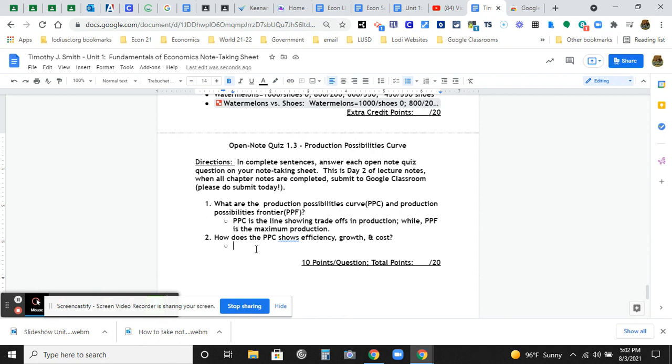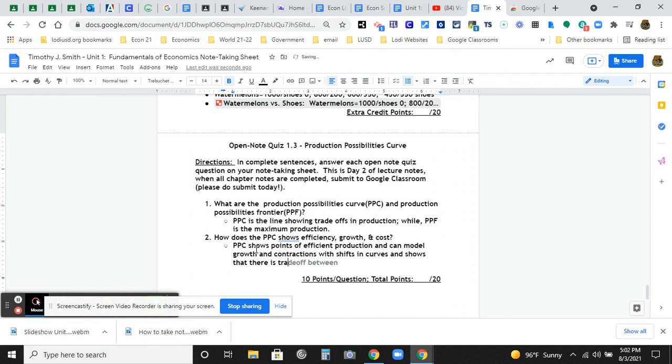Okay, where was I? How does the PPC show efficiency, growth, and cost? PPC shows points of efficient production and can model growth and contraction with shifts in curves, and shows that there is a trade-off cost with production.